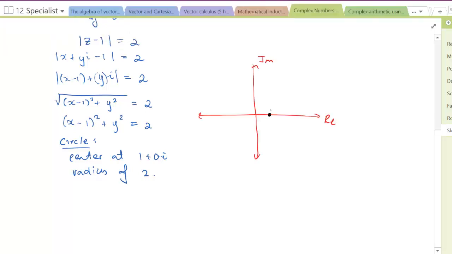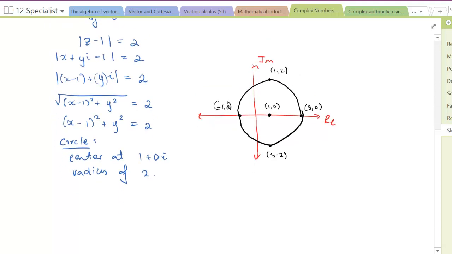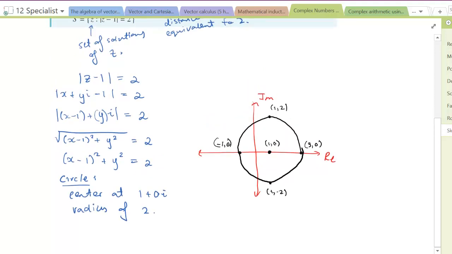So this will be nice and easy to sketch from here. (1, 0) is our center, and a radius of 2 means we're adding 2 and subtracting 2 in each axis. So this is (1, 2) and (1, negative 2). This one here is (3, 0), and this is (negative 1, 0). Here is our subset of the modulus of z minus 1 is equal to 2. It's a circle surrounding that center point of (1, 0). Okay, so we'll look at another example.